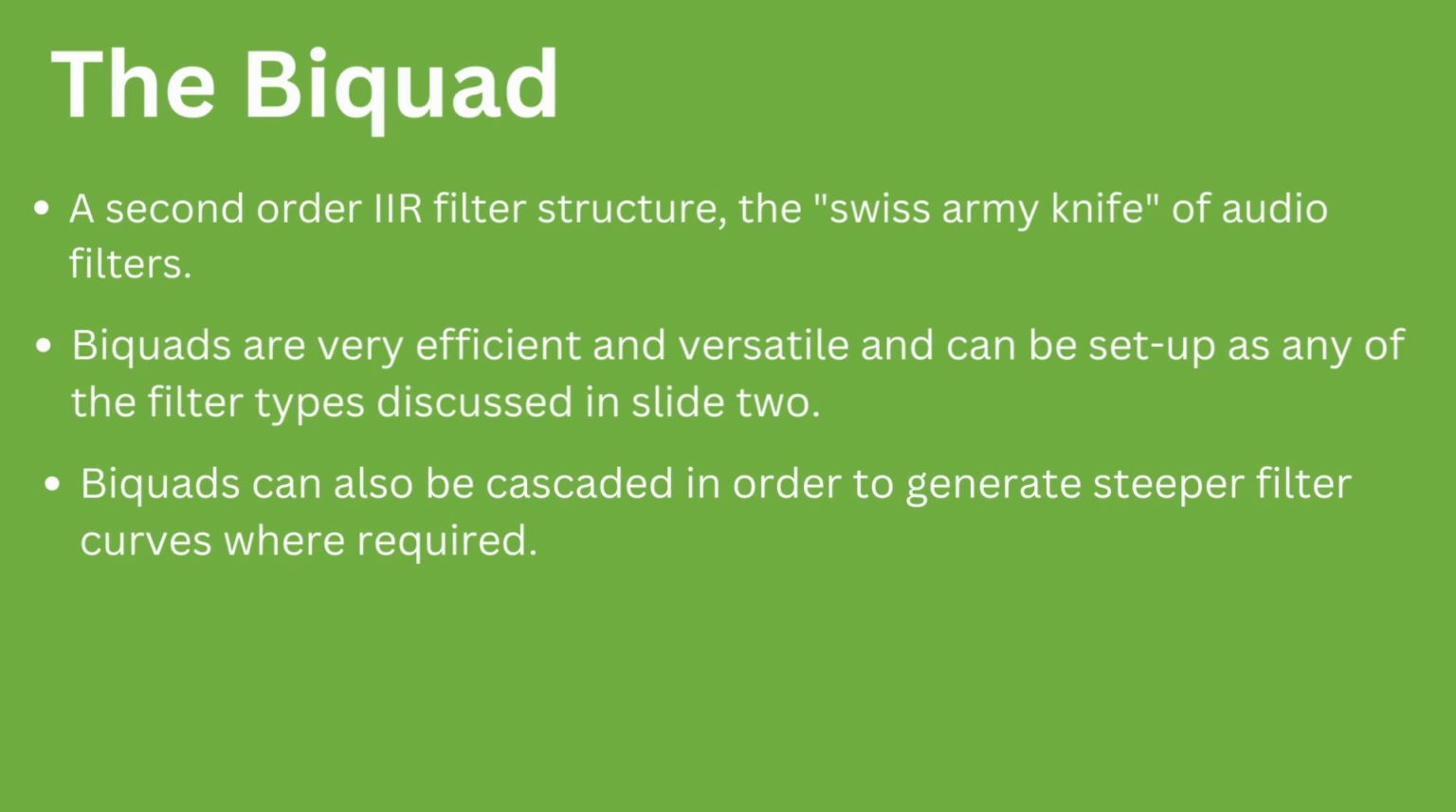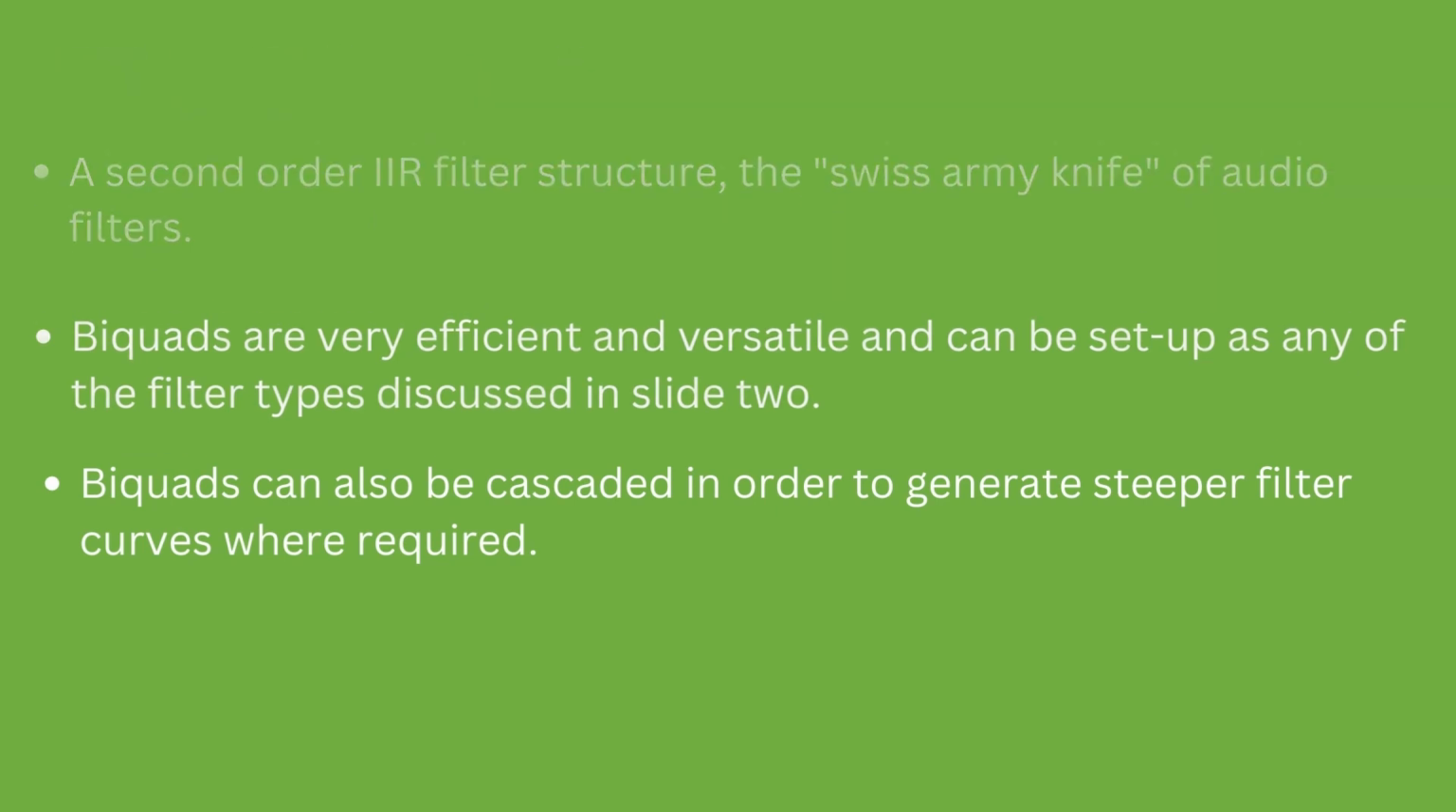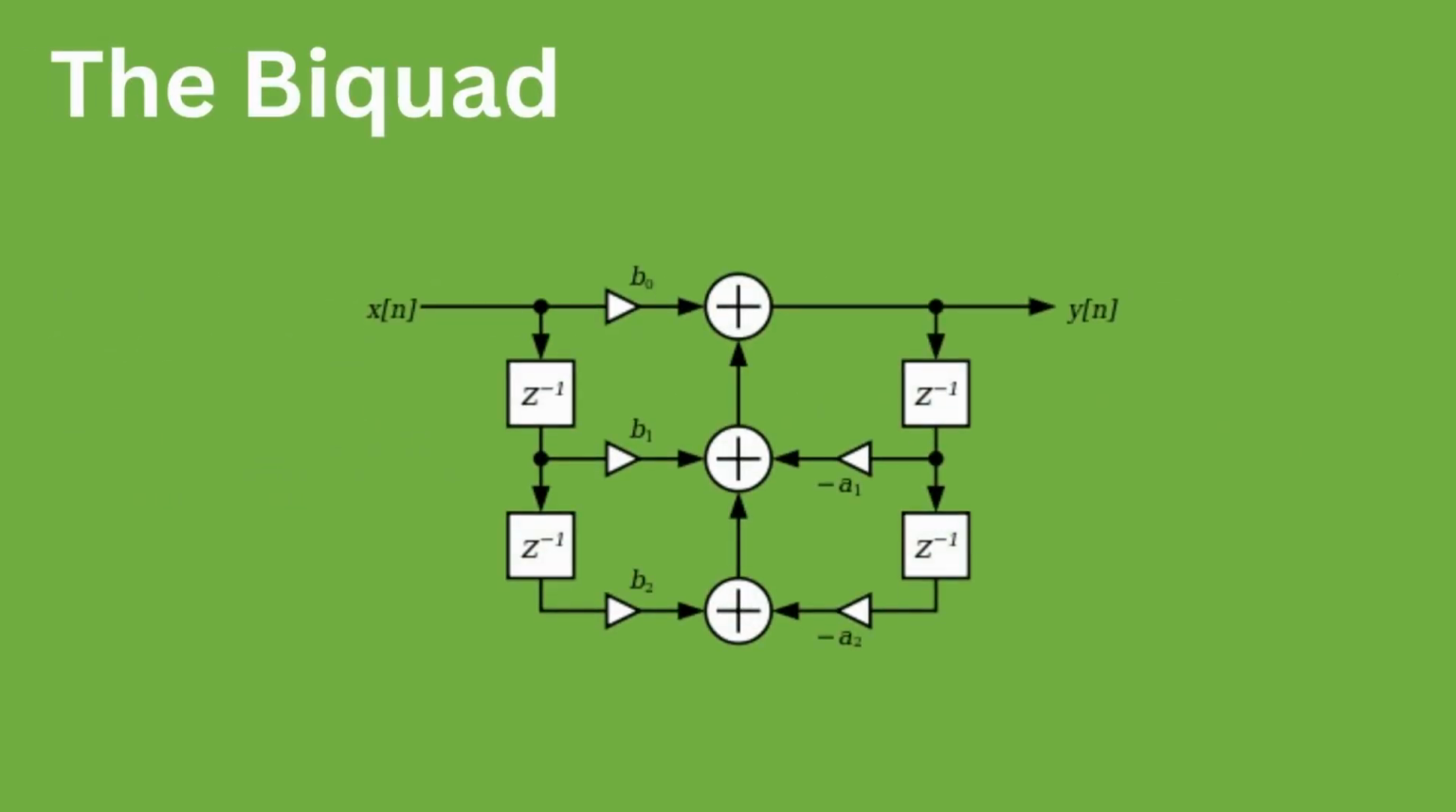However, filters of any order can be modeled as a cascade of biquad filters in series. This figure shows a direct form 1 biquad filter. The biquad can be set up in other forms, which will be discussed in a later video.